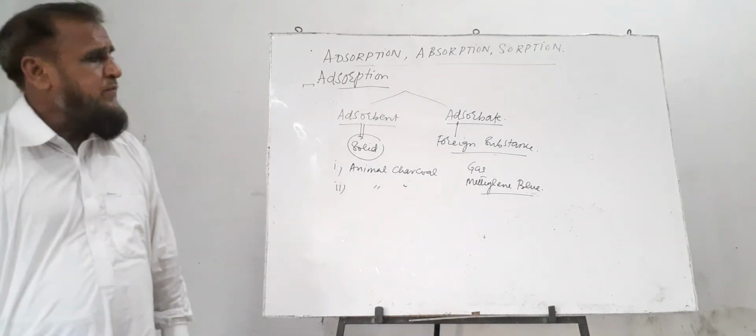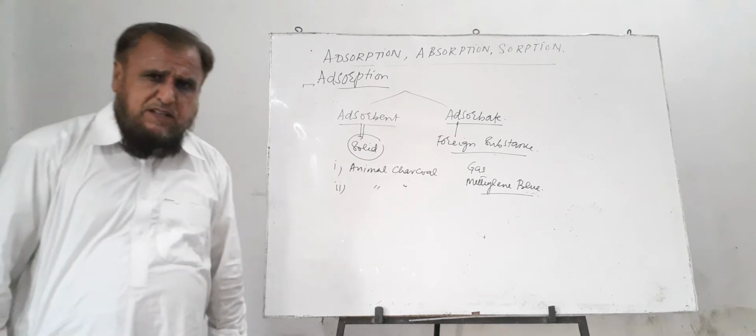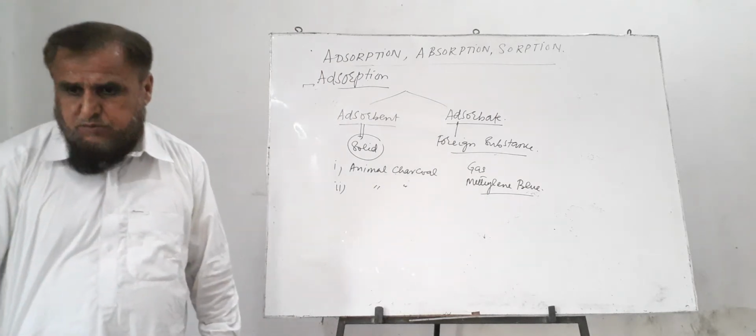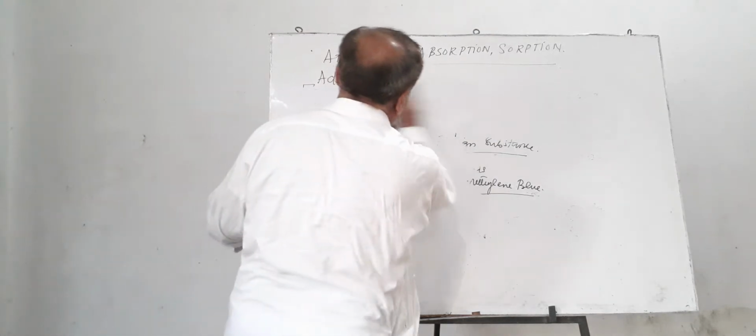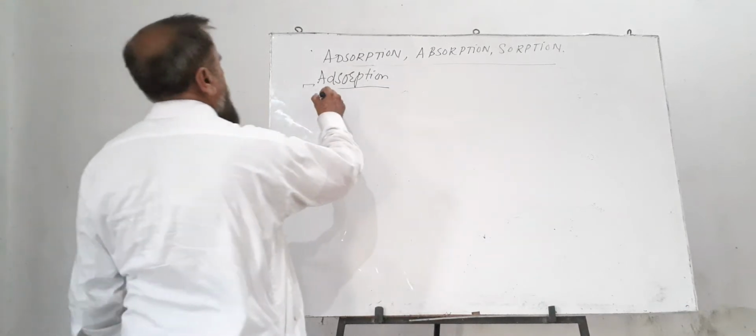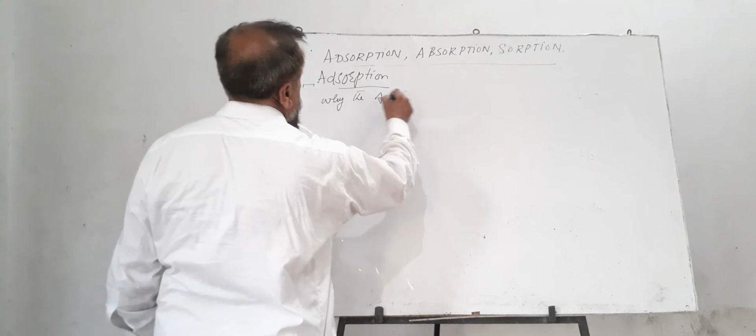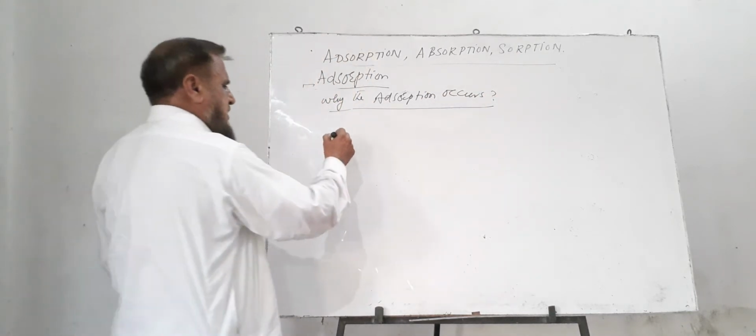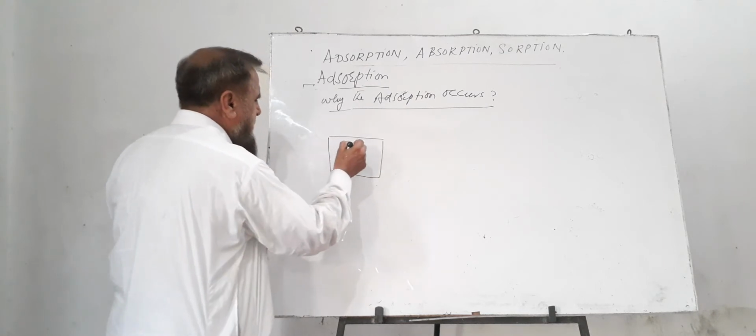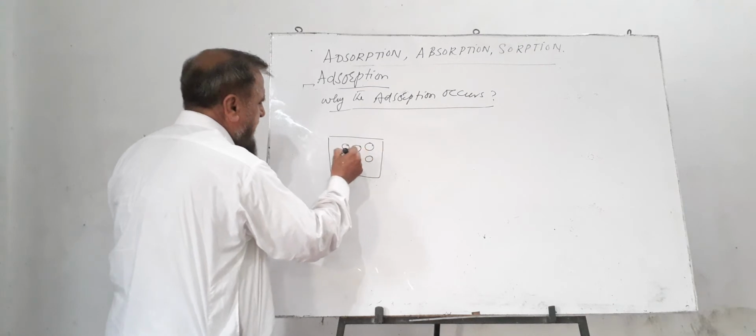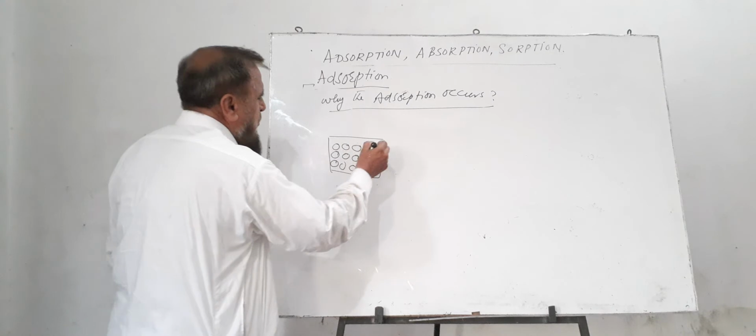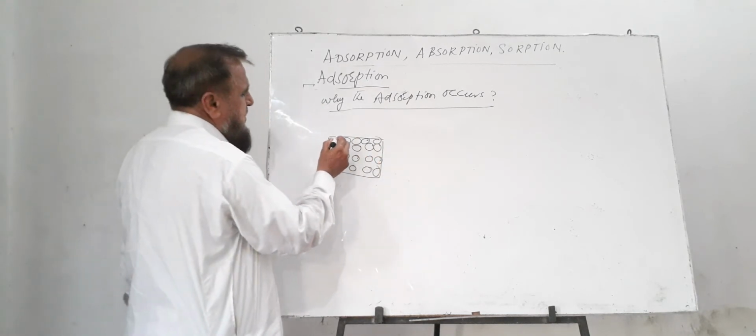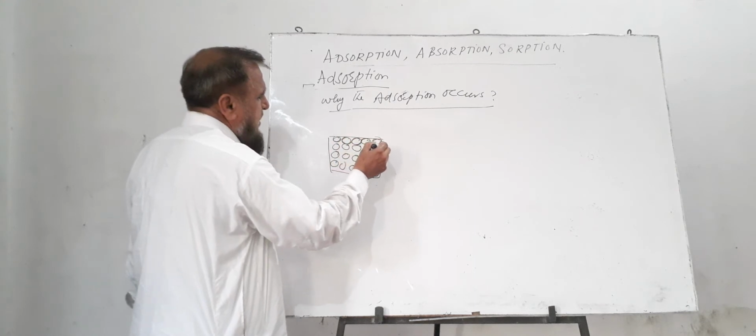Now, the question is why this phenomenon takes place. What is the reason behind the adsorption process? Let's consider the adsorbent. In this adsorbent, the molecules which are present in the interior, in the body of the solid, have occupied valences. Their valences are completely satisfied by linking to one another. The molecules present in the body have satisfied valences and they have no unbalanced forces.